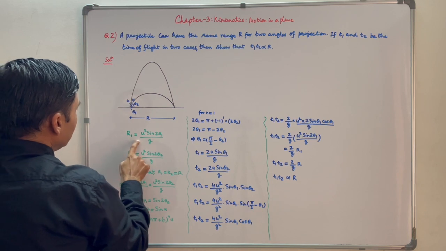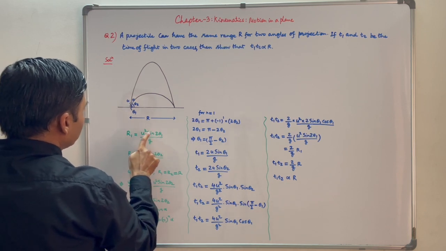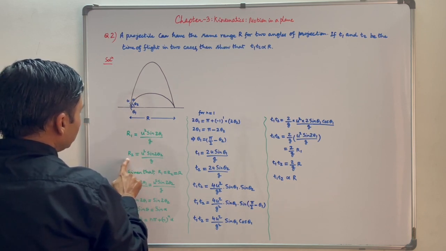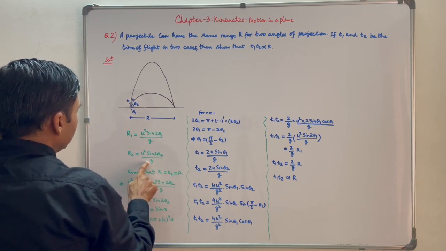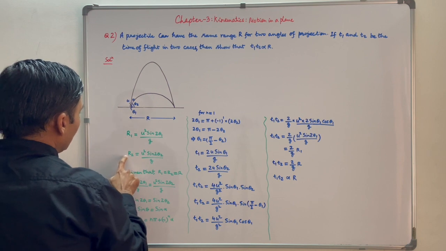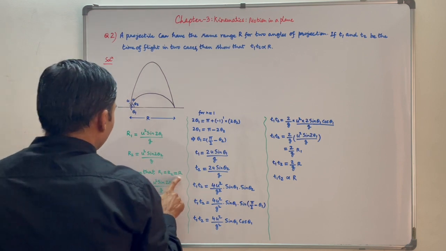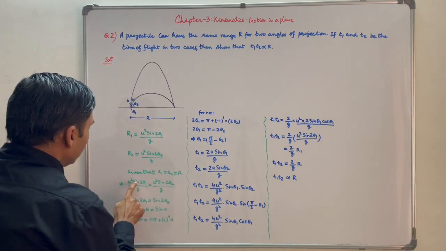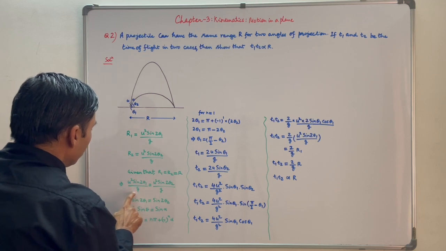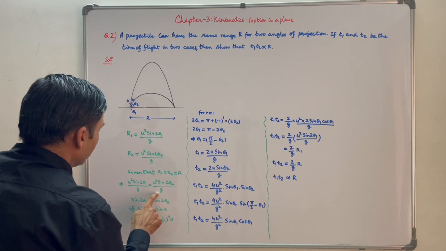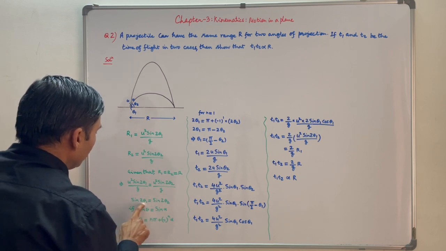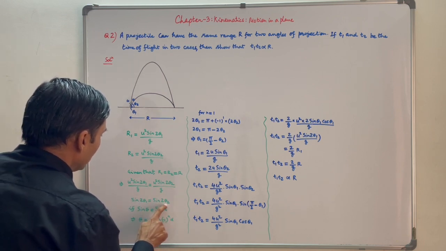Then r1 is equal to u square sine 2 theta 1 upon g, and r2 is equal to u square sine 2 theta 2 upon g. It is given that r1 is equal to r2 is equal to r, or u square into sine 2 theta 1 upon g is equal to u square into sine 2 theta 2 upon g, or sine 2 theta 1 is equal to sine 2 theta 2.